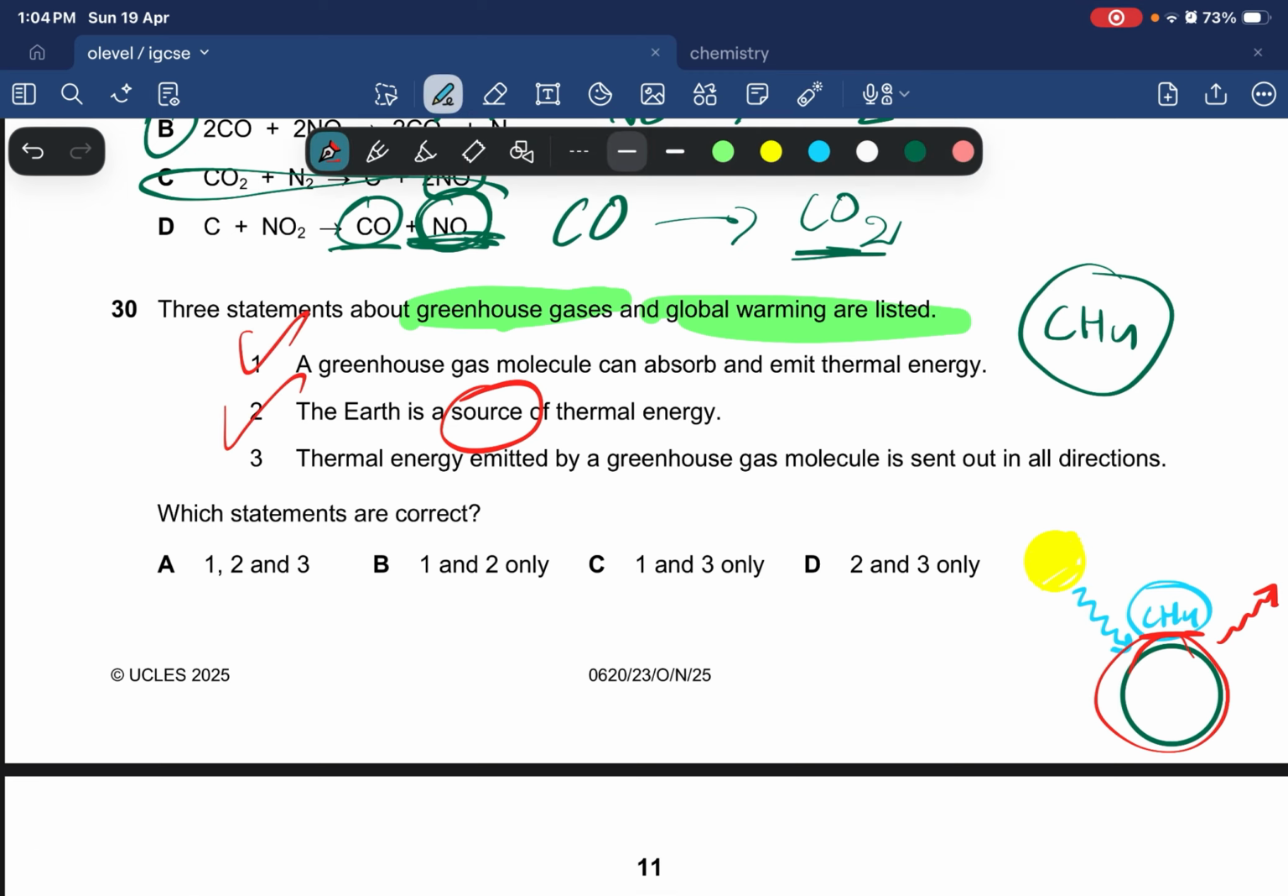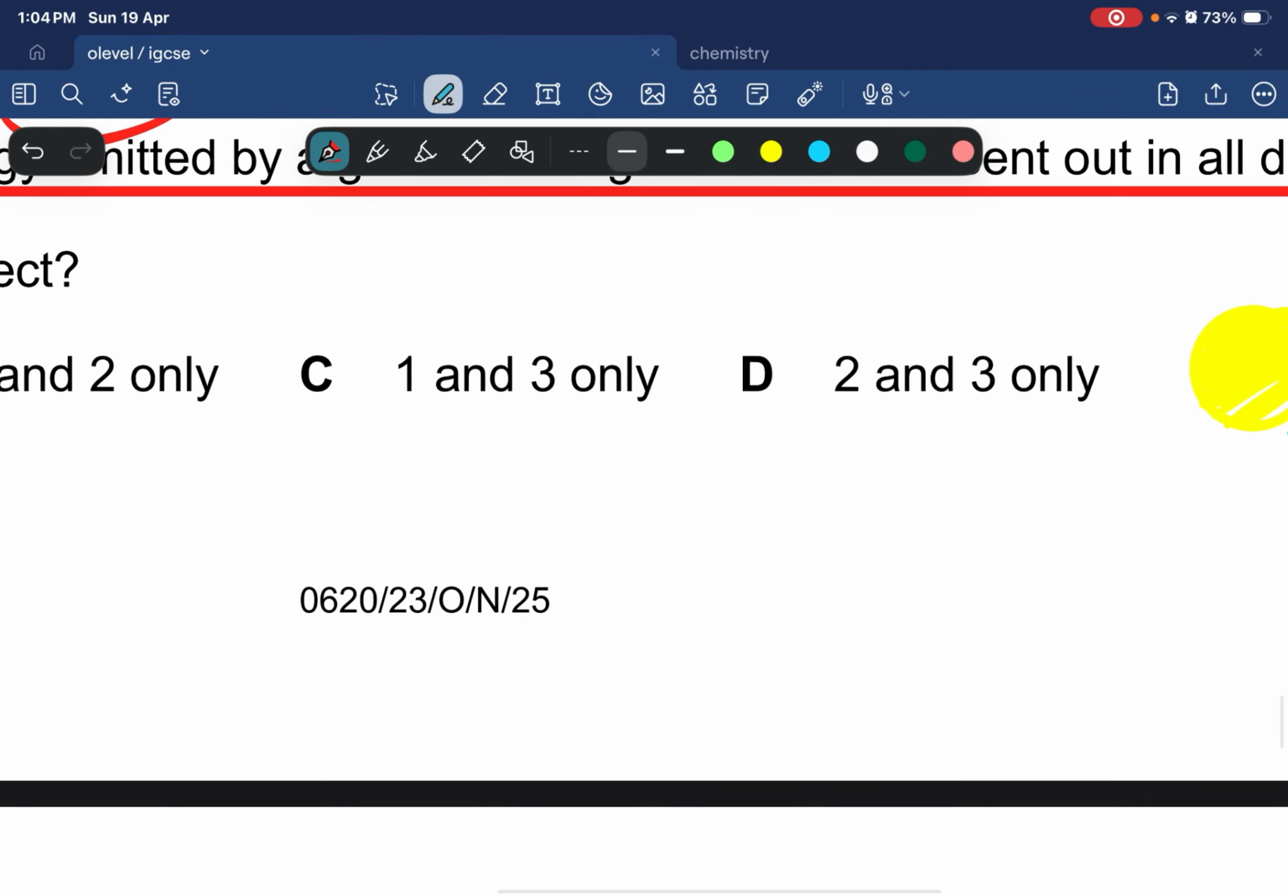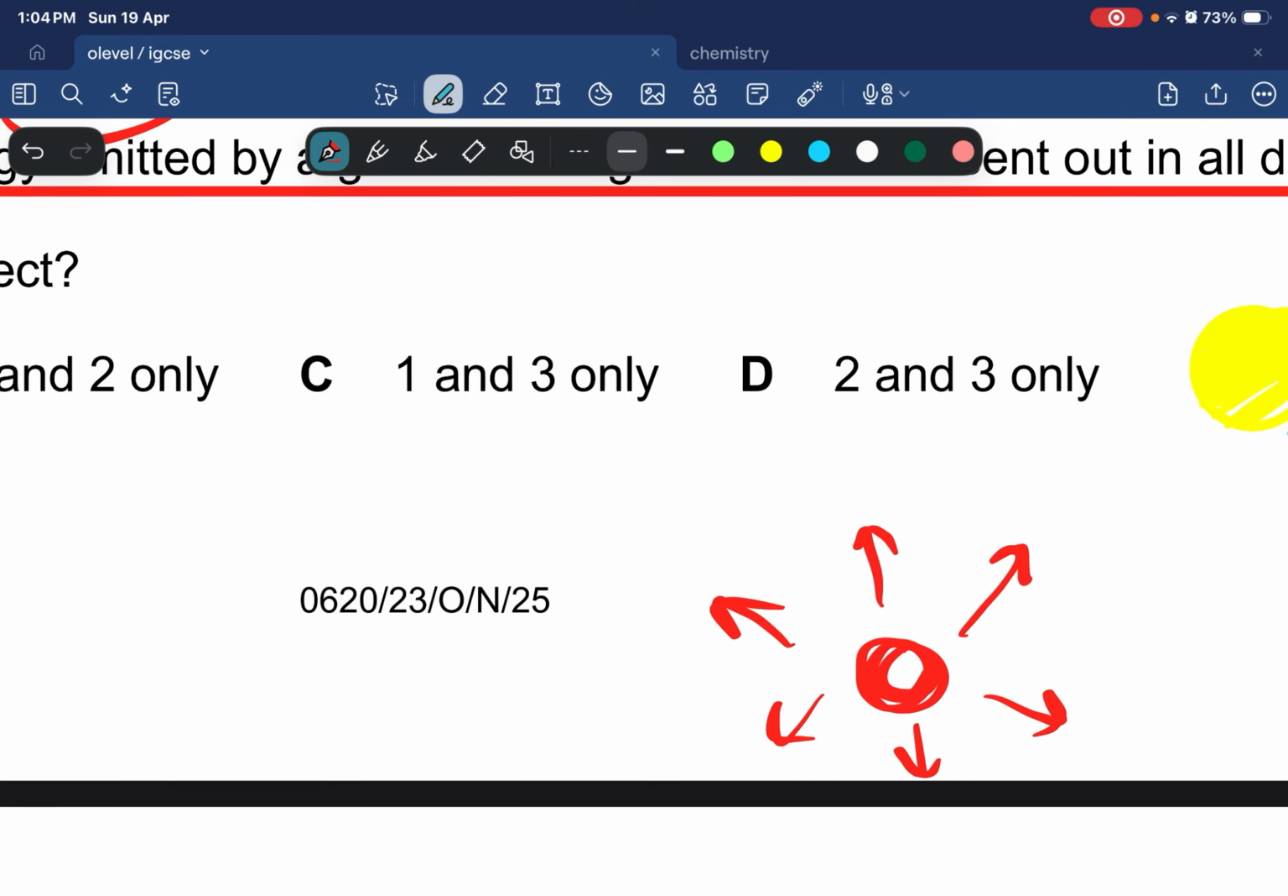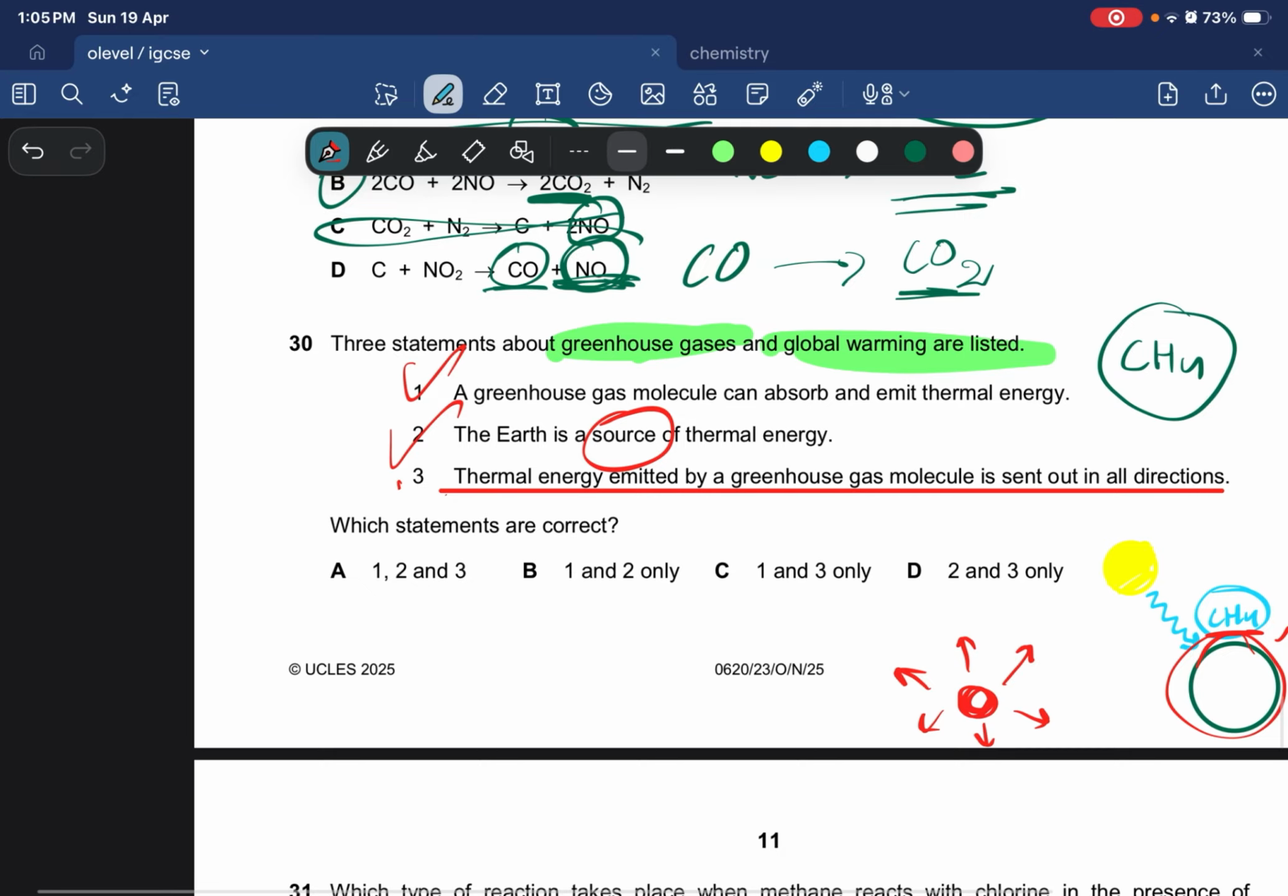The last statement, thermal energy emitted by a greenhouse gas is sent out in all directions, is also correct, because obviously you are releasing energy out of a gas molecule. It's not like it's only going to be released here or here. It's released in all directions. 1, 2, and 3. Option number A.